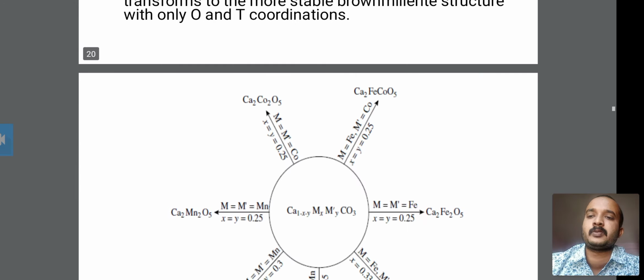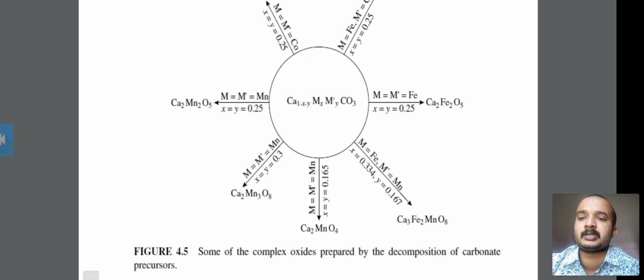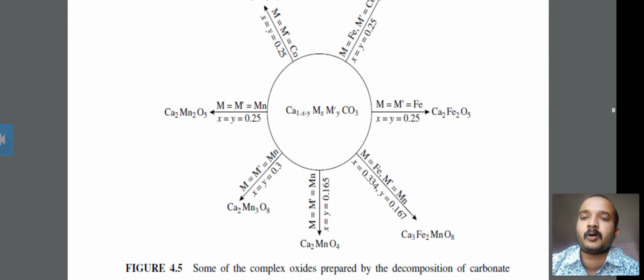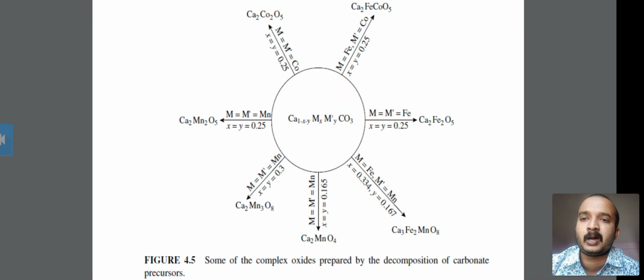This is the introduction part. Now look at this complex oxide. It is prepared by the decomposition of the carbonate precursor. The carbonate is treated with some metallic component, and this forms the complex oxide. This is the reaction of this complex oxide, prepared by decomposition of the carbonate precursor.